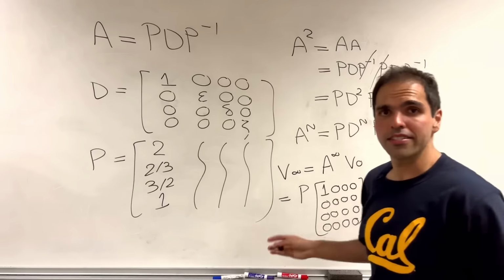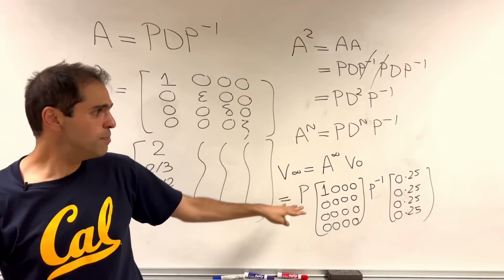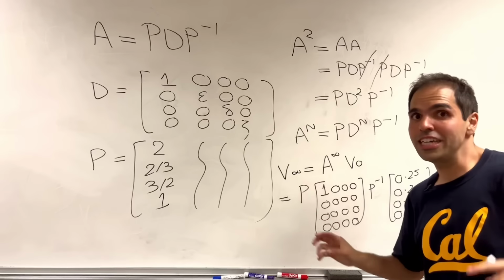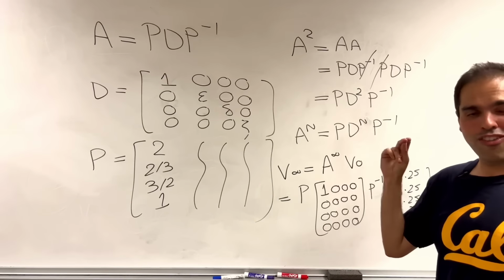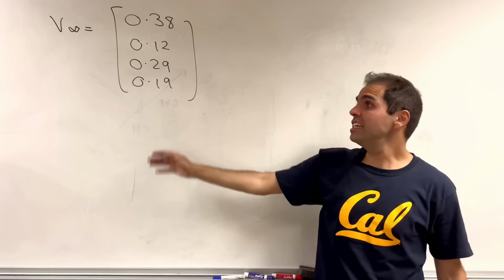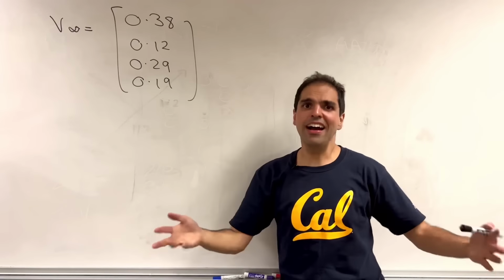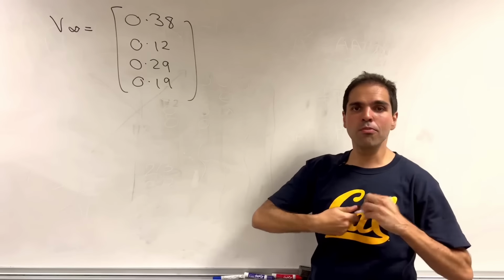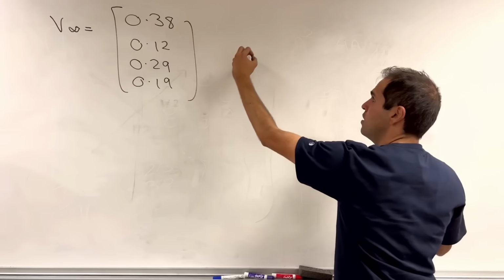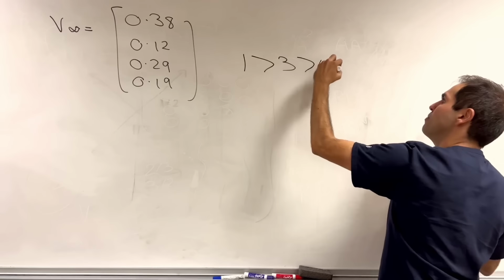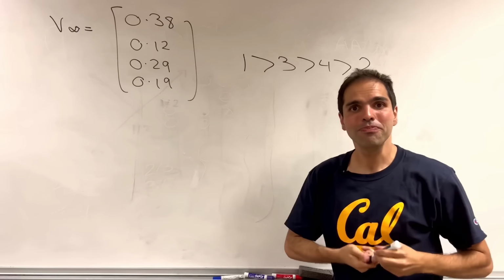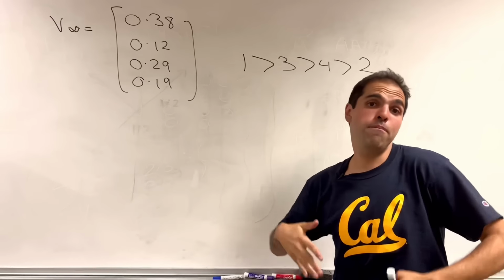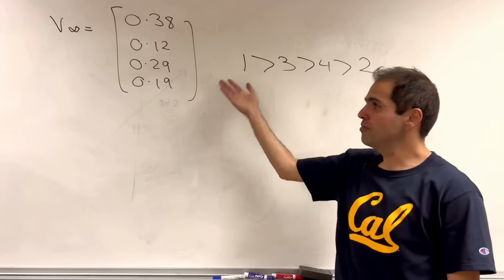So this huge mess that seems very hard to calculate actually becomes quite easy. And if you actually do the calculation, which I'll skip because there's a nicer way very soon, you get the following. So in the end, V infinity is this vector, and finally we get the answer to our question after infinitely many clicks. Which website is the most important one? Well, website 1, followed by website 3, followed by website 4, followed by website 2. And what is Google? Well, it's the same model, but with many websites, I think like billions of websites. It's the same idea.